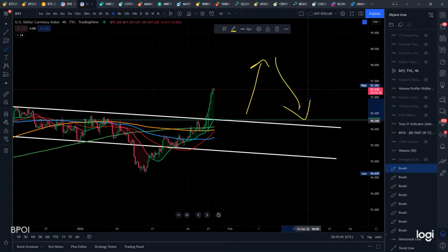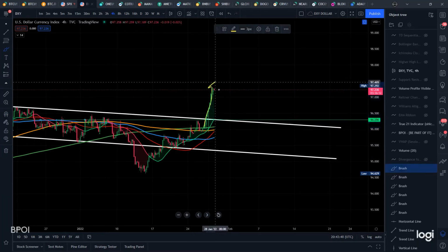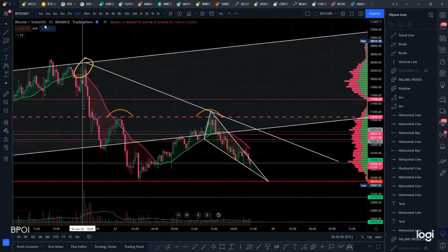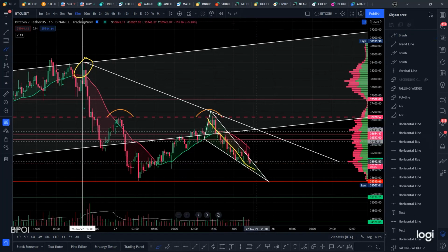It almost does the opposite. So they're the opposite correlation, if you like. And obviously the DXY has been going up. Bitcoin to an extent has been holding its own, but recently now obviously moving down.